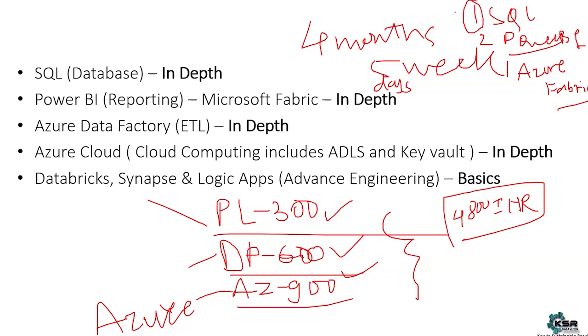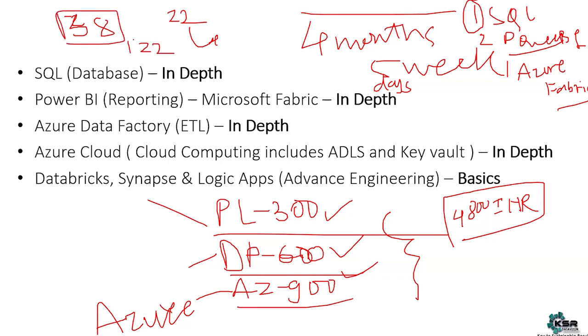So 22 sessions for SQL. 22 is the minimum number. It might increase to 23, 24, 25 also, depending on the speed at which we are covering. Minimum 22 sessions for SQL, 38 sessions for Power BI, and minimum 22 sessions for Azure. Because we are covering 5 days a week, you can assume that within these many days, we would be completely closing all 4 months by end of June or first week of July. We keep first week of July as buffer time, and we would be completing this course.